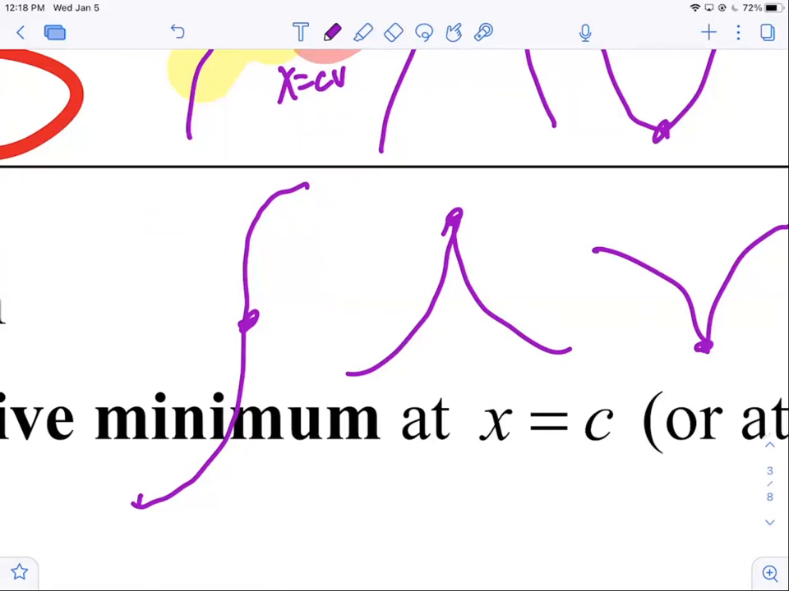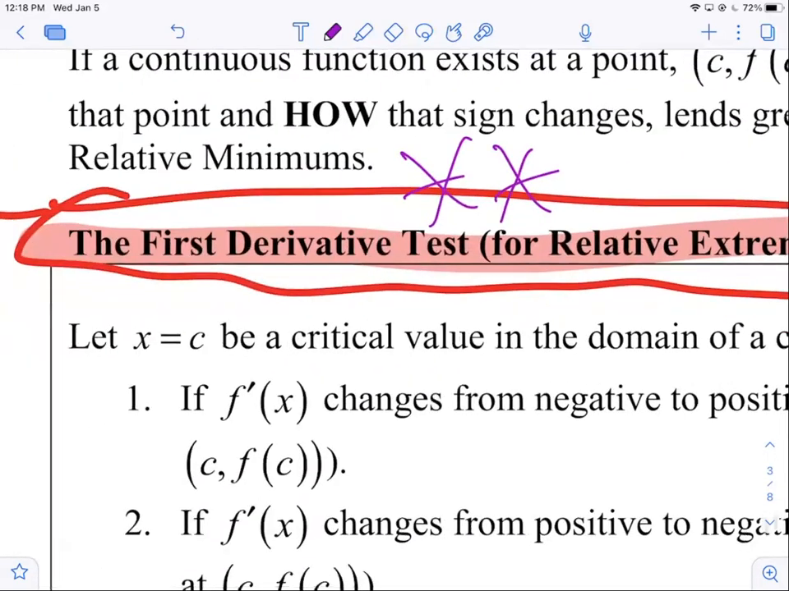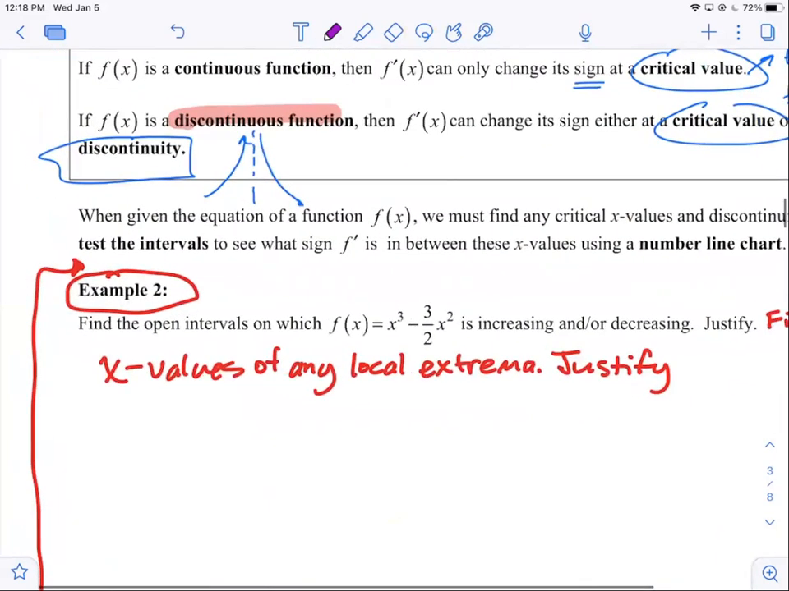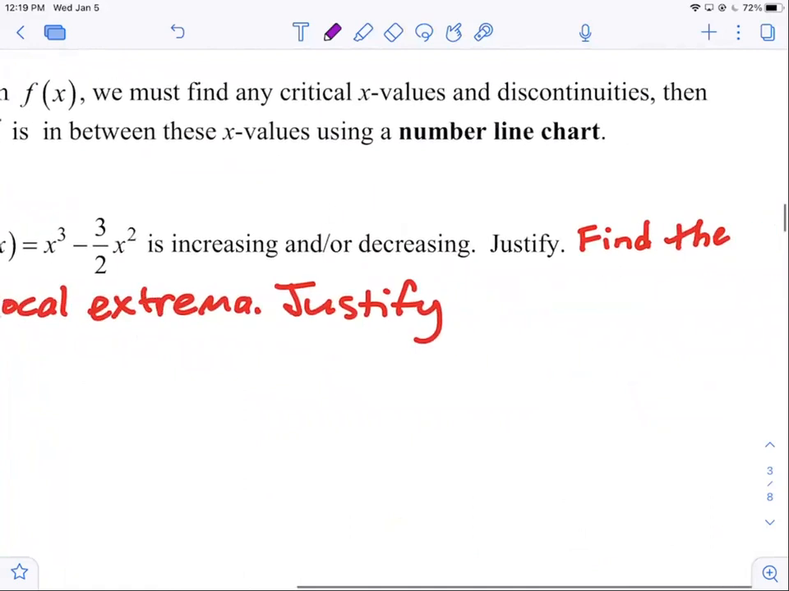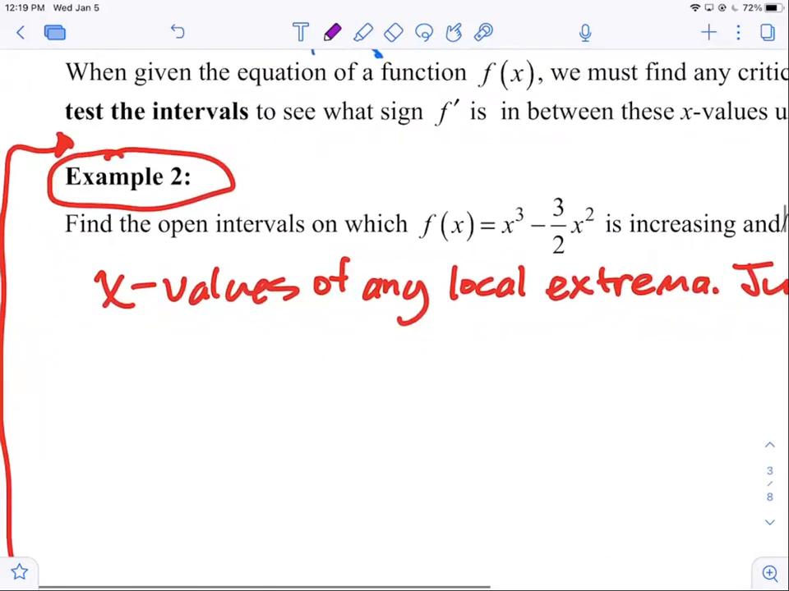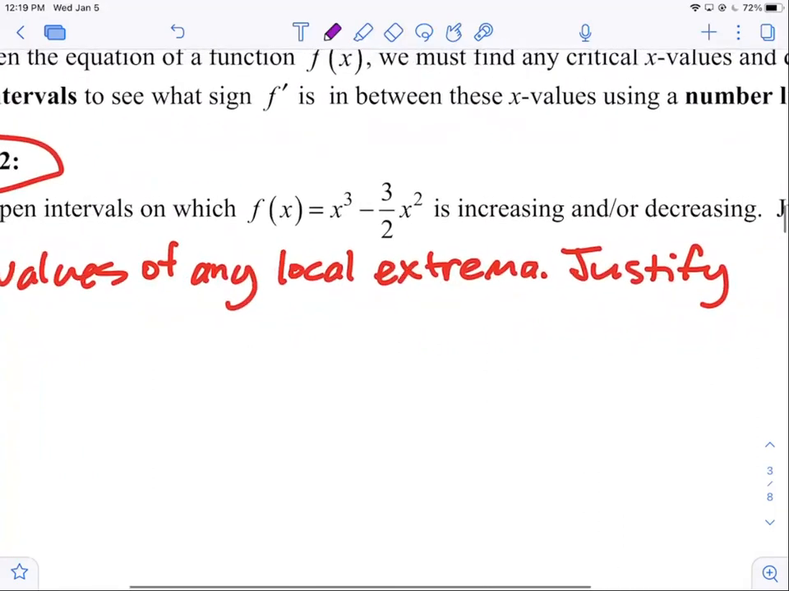When we do the first derivative test, we're going to have to write a sentence and justify. We're not going to say the words increasing, decreasing. We're going to say the sign of the derivative, okay? In other words, when you use the first derivative test, you have to talk about information from the first derivative. Let me show you what I mean. Let's jump up here. Example 2. Find the open intervals on which this cubic polynomial is increasing and or decreasing, justify. And then I added this. Let's go ahead and find the x values of any local extrema, and we'll justify. Now you'll see that this is going to be a 2 and 1.